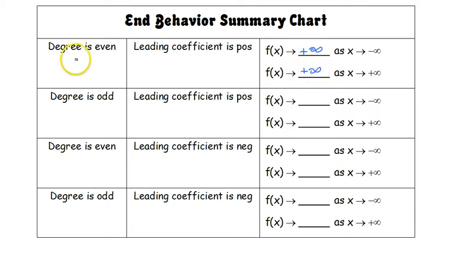So think about a parabola. If it's opening up, then both ends of the behavior are facing up. So if it's an even degree, so a parabola, and the leading coefficient is negative, so a parabola that's opening down, it's always going to be going down.